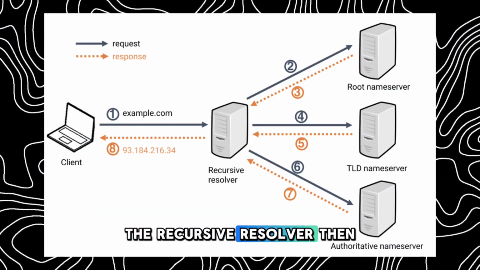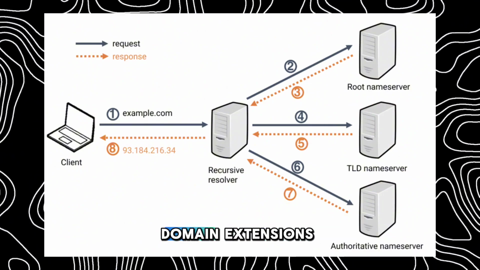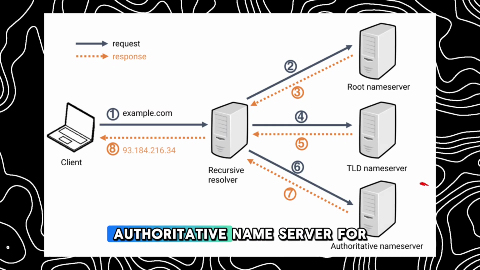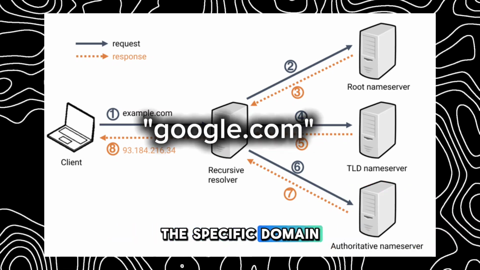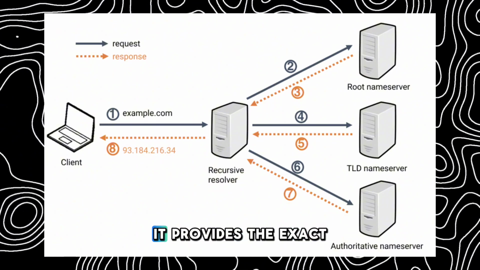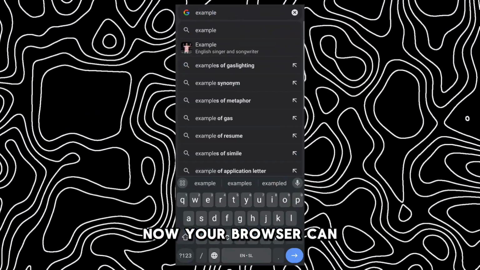The recursive resolver then reaches the TLD nameserver, which holds information about domain extensions like .com or .net. It directs the query to the authoritative nameserver for the specific domain. Finally, the authoritative nameserver has the answer. It provides the exact IP address for the domain. Now your browser can load the website.